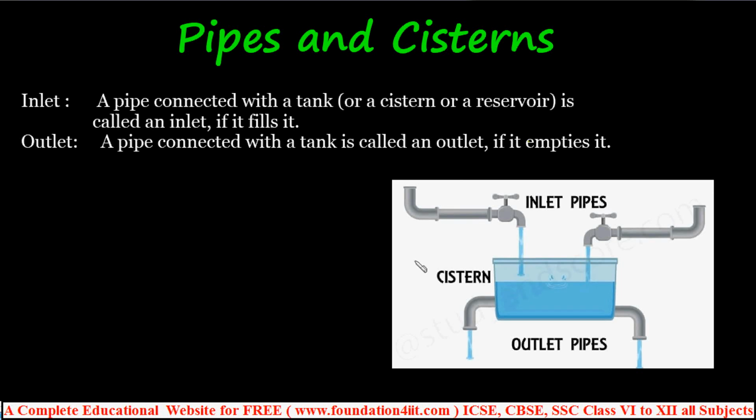If you observe this diagram, from two pipes, the water is filling this tank. You can call this a cistern or a reservoir. A pipe connected with a tank is called an inlet if it fills it. If any pipe is filling some tank, cistern, reservoir, or tub, whatever name they mention in the question, that's not a matter. Whichever is filling that particular object is called an inlet.